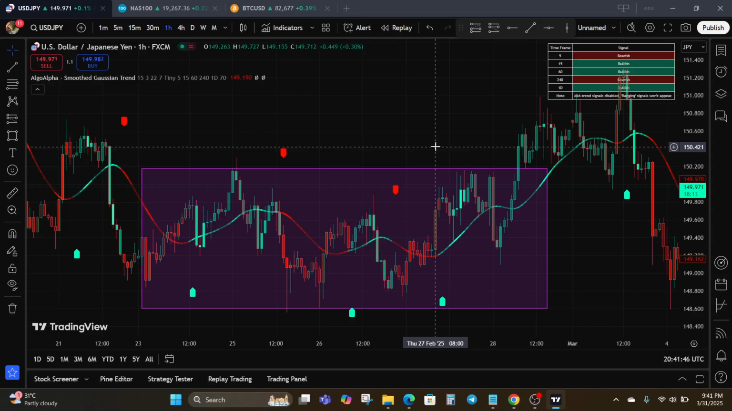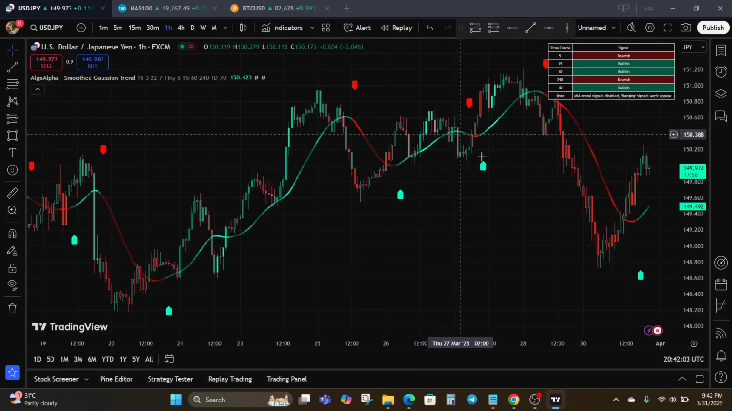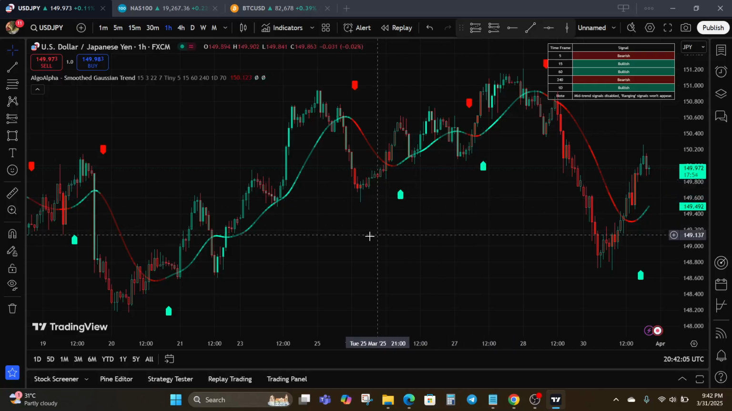Now, you might be wondering how the Smooth Gaussian Trend Filter works. This indicator uses a Gaussian smoothing algorithm to filter out market noise while keeping track of trend momentum. So here's what makes it different. It smooths out price fluctuations by eliminating unnecessary noise and highlights strong trends, helping traders stay in profitable moves longer.